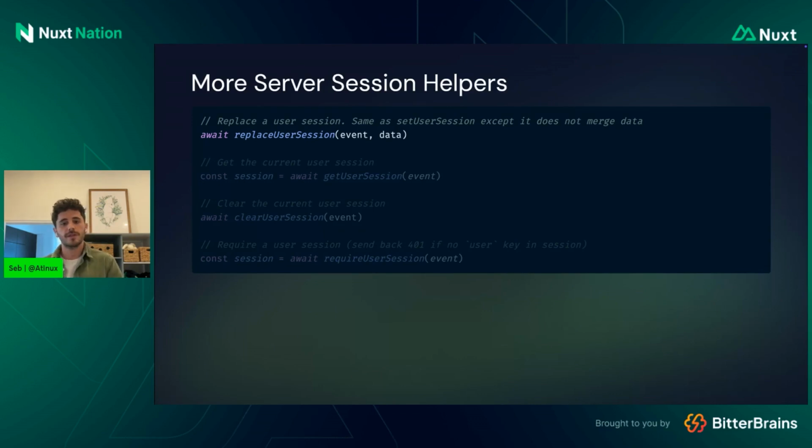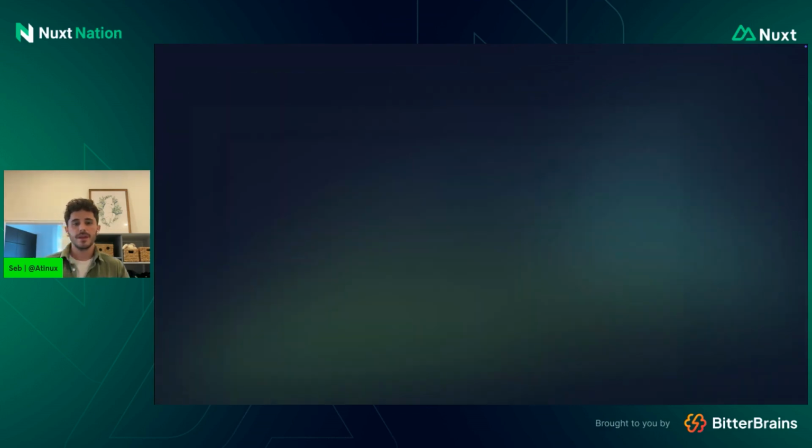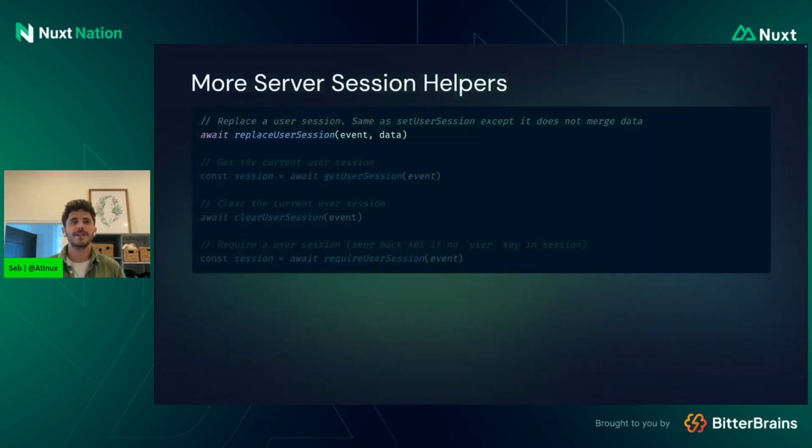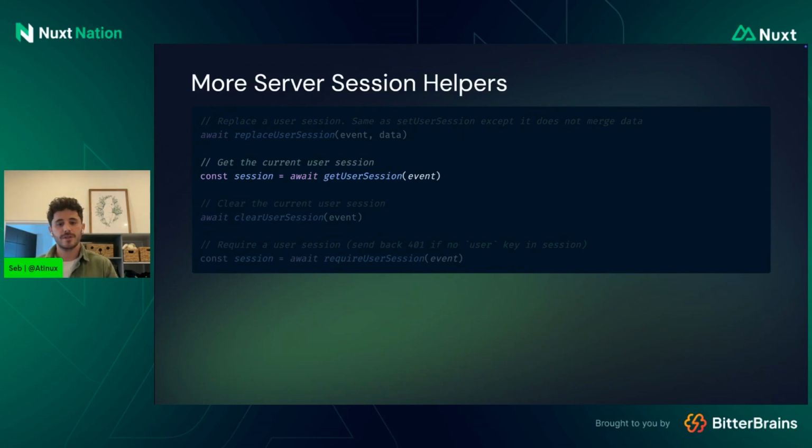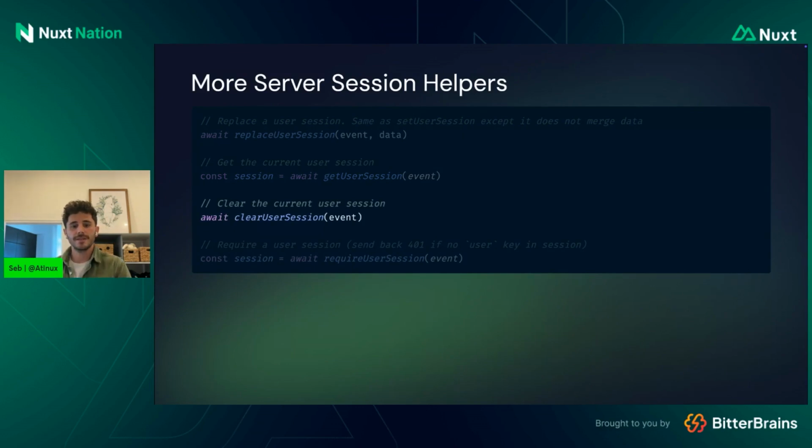Nuxt Auth Utils also exposes more server utils, such as a way to replace the whole user session, because by default, setUserSession will extend the data. You can get the current session to know if an API call is authenticated or not. You can clear the user session and tell the browser to remove the Nuxt session cookie. We have an internal API endpoint which does this, also called a hook. So you may not have to use it for this.